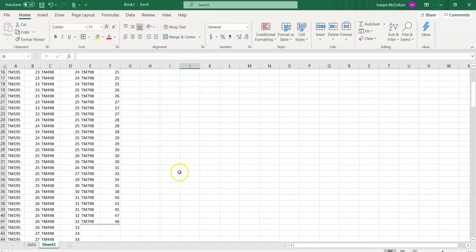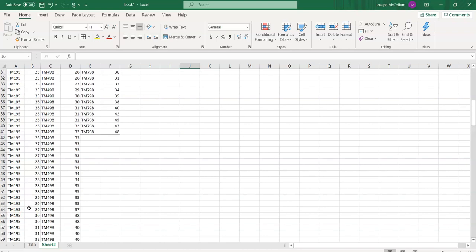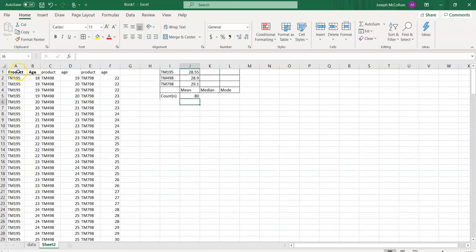Now I know that seems kind of silly when we could just go down to the bottom and see 81, and 81 minus 1 would be 80. I understand that. And you might be saying, why are we subtracting 1? Very good question. I hope you understand we don't have data in the first row, so whatever number we go down to, it's got to be minus 1 because of the headers we have.